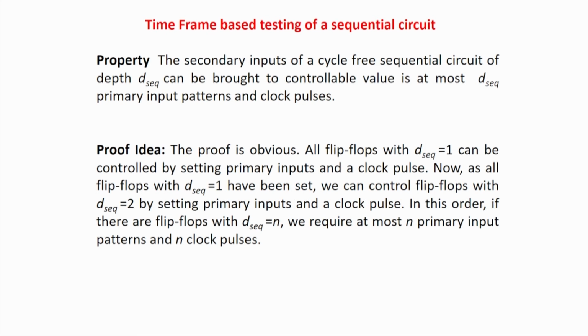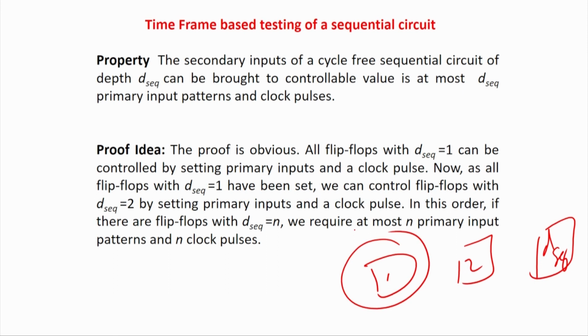Right. So, the simple idea is, in a block diagram, this is a flip flop of level 1, this is a flip flop at level 2 and this is a flip flop at level D sequence. This one can be controlled in one pattern of primary inputs and a clock. This one will require 1 plus 1, because one pattern set will be required to control the first flip flop and then another primary set will be needed, because the output of this is feeding to this flip flop, and you have to keep on doing it inductively.